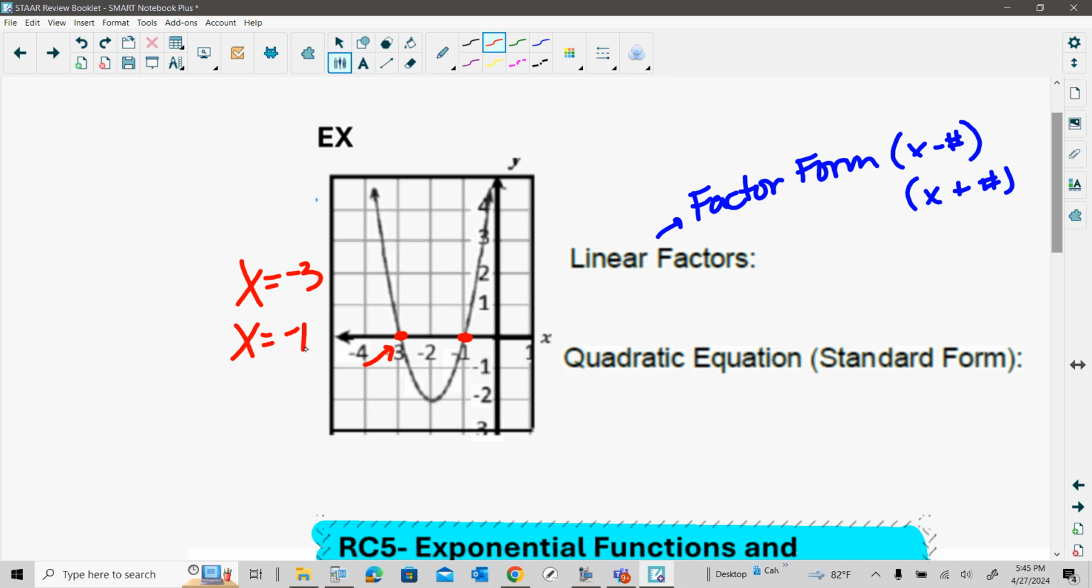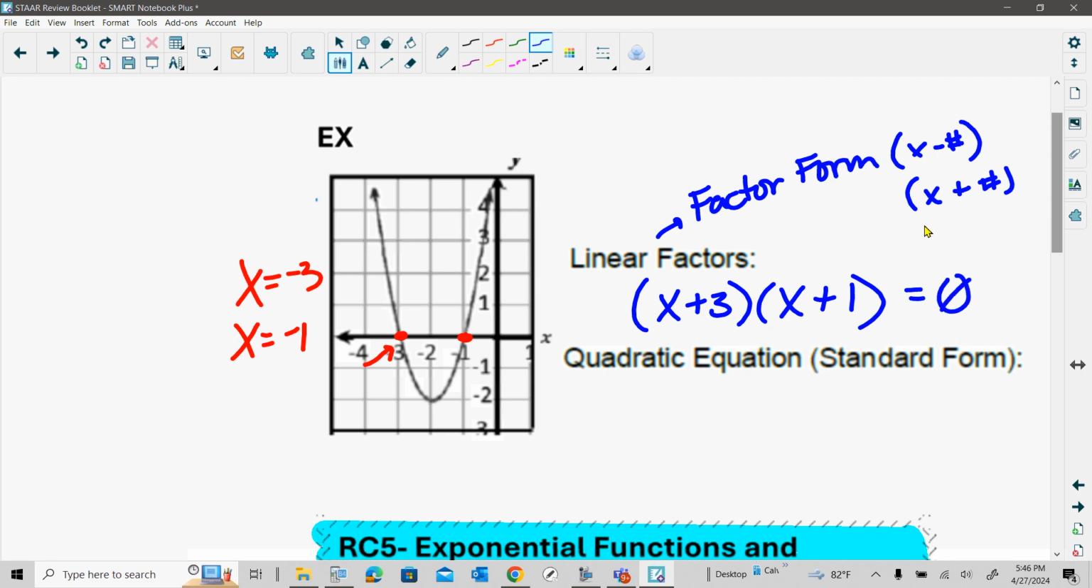So when I put this in factor form, I'm doing the opposite. When we put it back into parentheses, we have to do the opposite. When we take it out of the parentheses, we do the opposite. So our factor form here is x plus 3 and x plus 1, and it would be equal to 0.